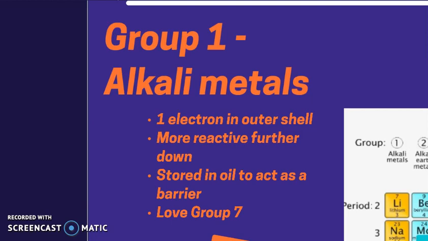However, group 1 also loves group 7 because if you think about it, a full outer shell has got 8 electrons as long as it's not the first shell. And so group 1 and group 7 love to get together to make a full outer shell, and that would be an ionic bond. We also have group 2 and group 6, or you could have 2 group 1s and 1 group 6.